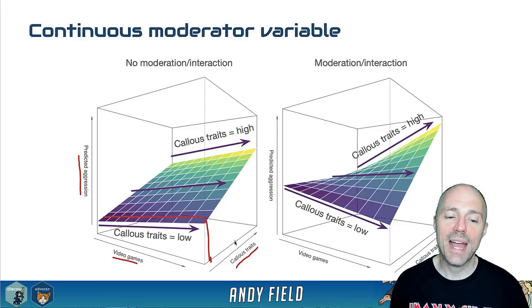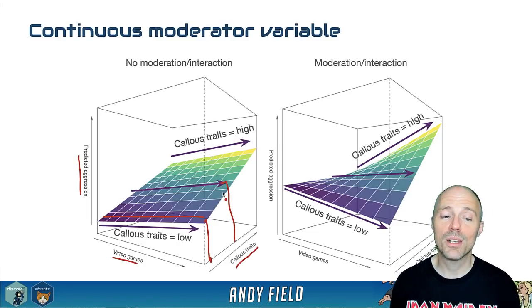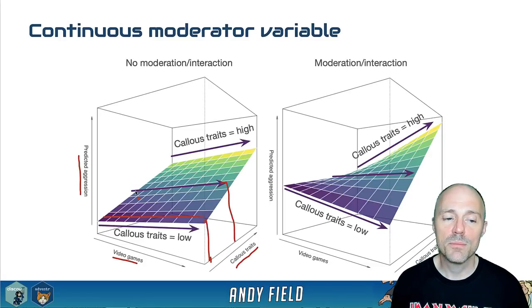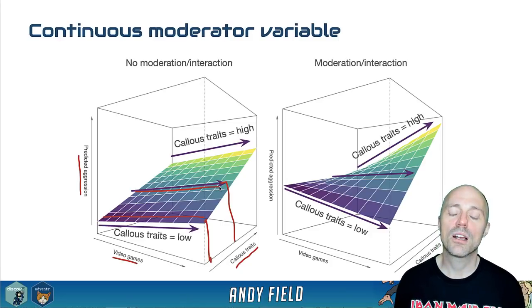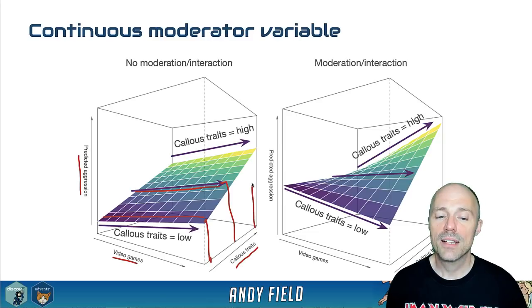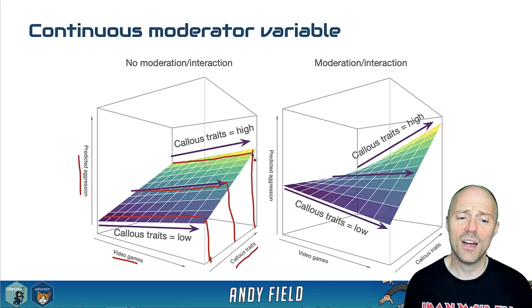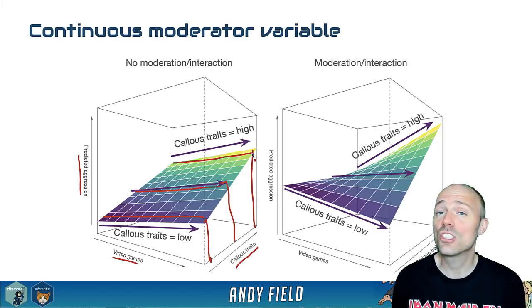As we move up to average levels of callous unemotional traits, we can look at that relationship again. Is it different to how it was at low levels, or is it the same? Hopefully you can see it's the same. If we trace out the relationship between video gaming and aggression at average levels of callous unemotional traits, it's pretty much the same as it was at low levels. And at high levels of callous unemotional traits, we can do the same thing, and again, it hasn't changed pretty much.